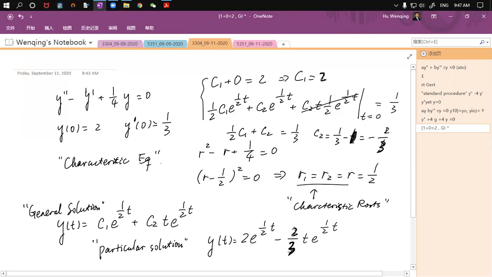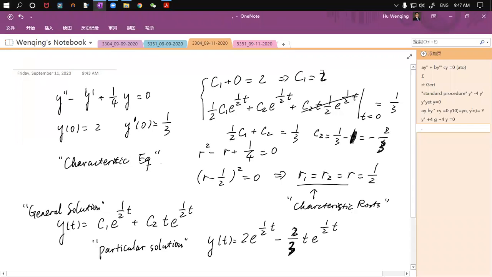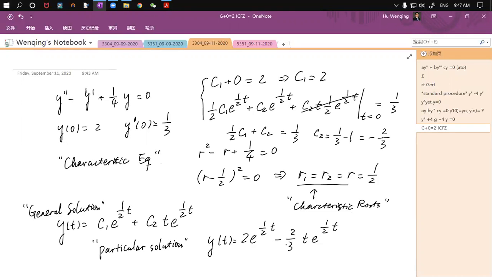That also reminds us that it's important to make sure that every calculation is correct on your exams, right? So that's minus 1, so that's minus 2/3, so that's it. That's the way you find a particular solution.